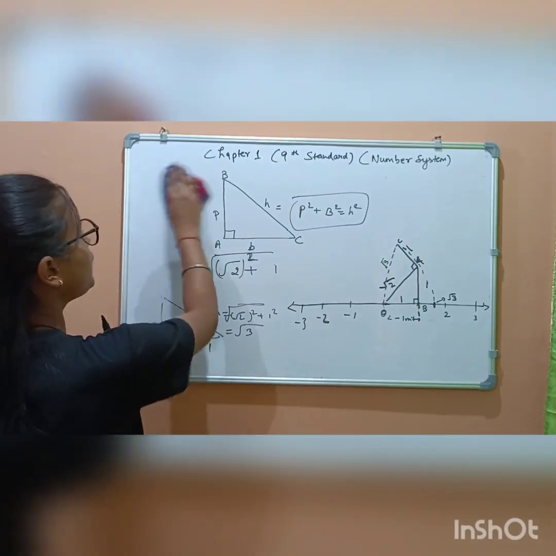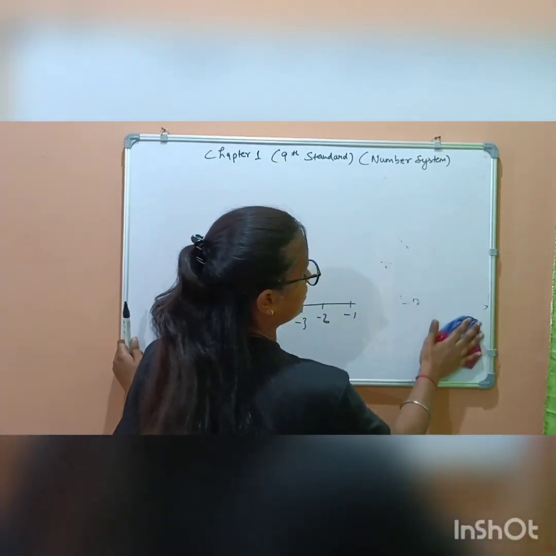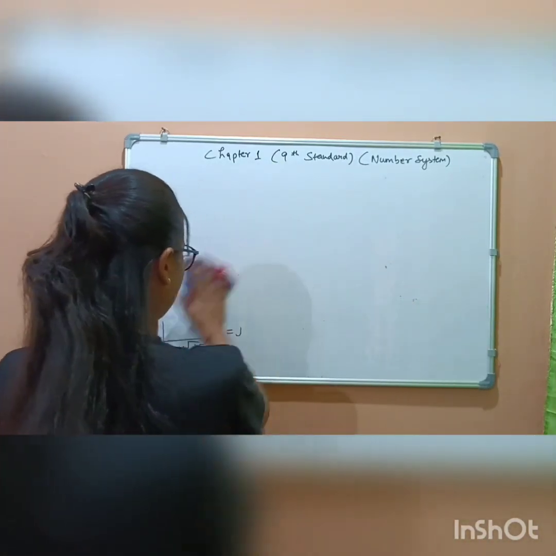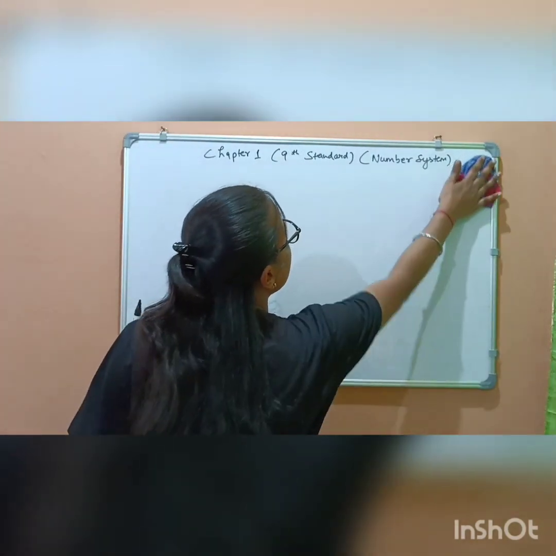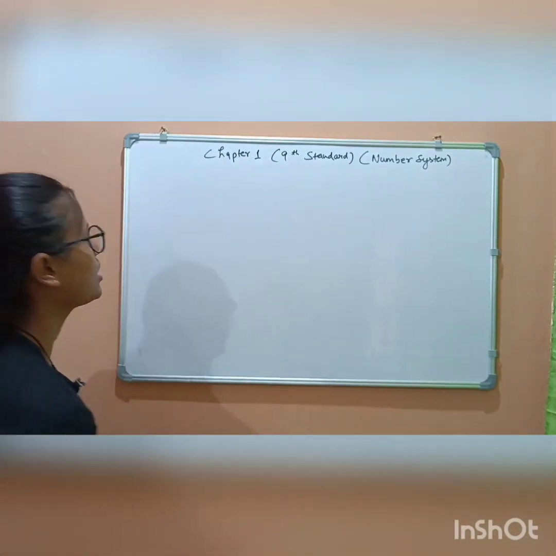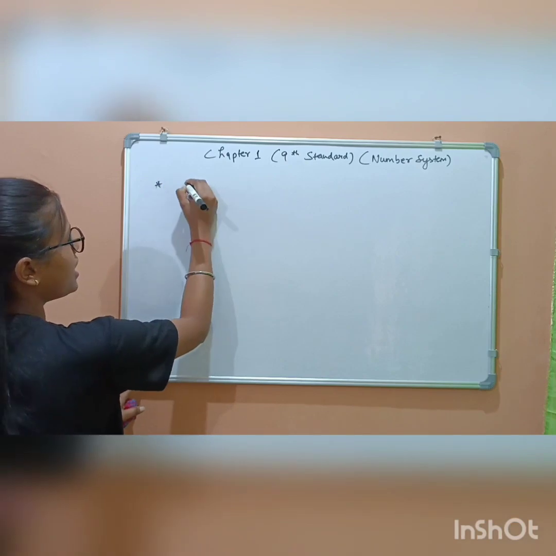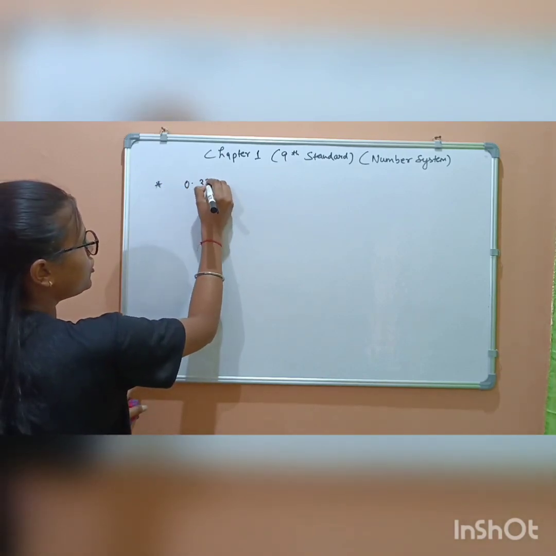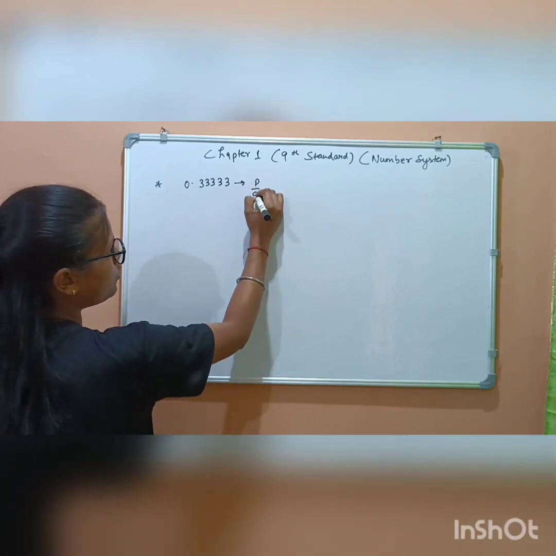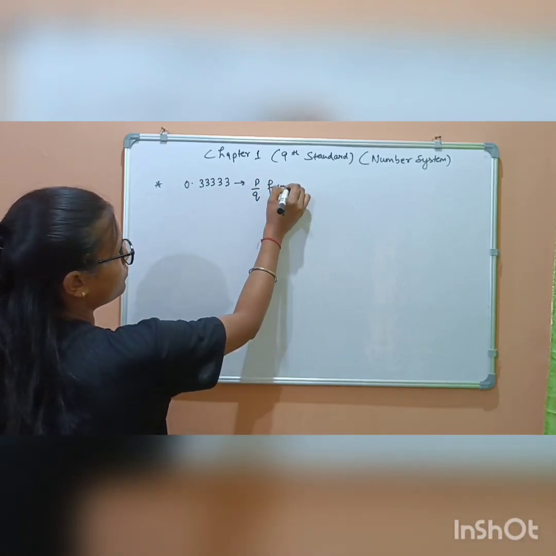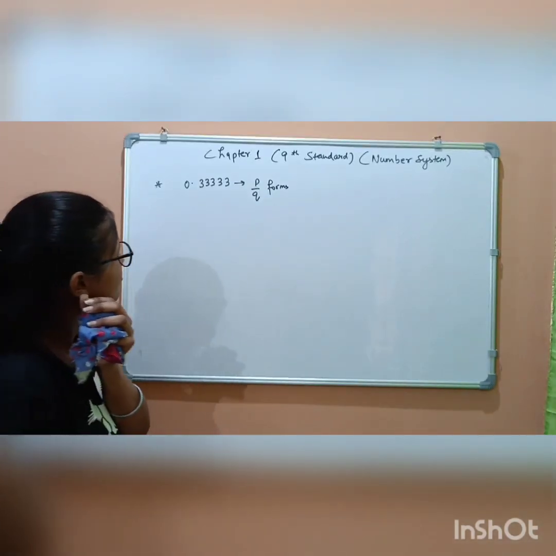Now we will cover the next session. Next part is what? Yes, the second part is I have to prove 0.3333 in p by q form. I have to show. Very simple. This question is seriously very easy.